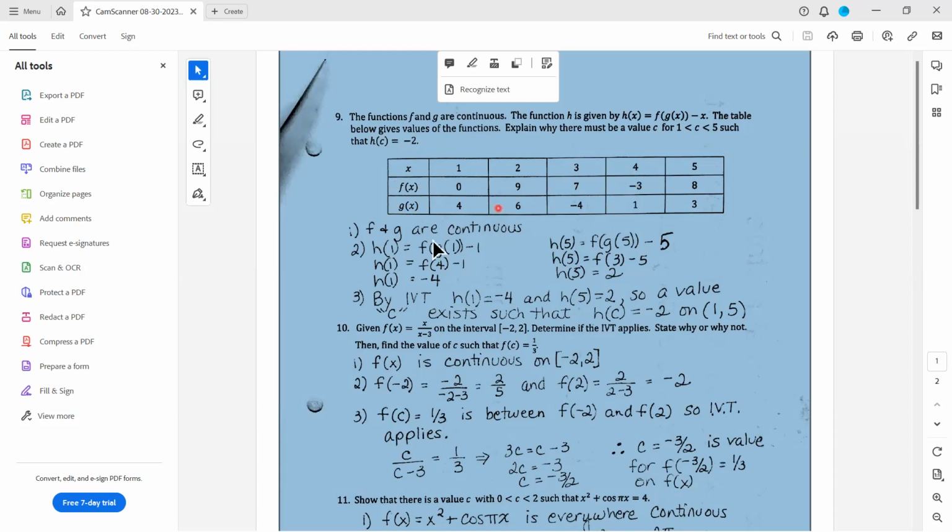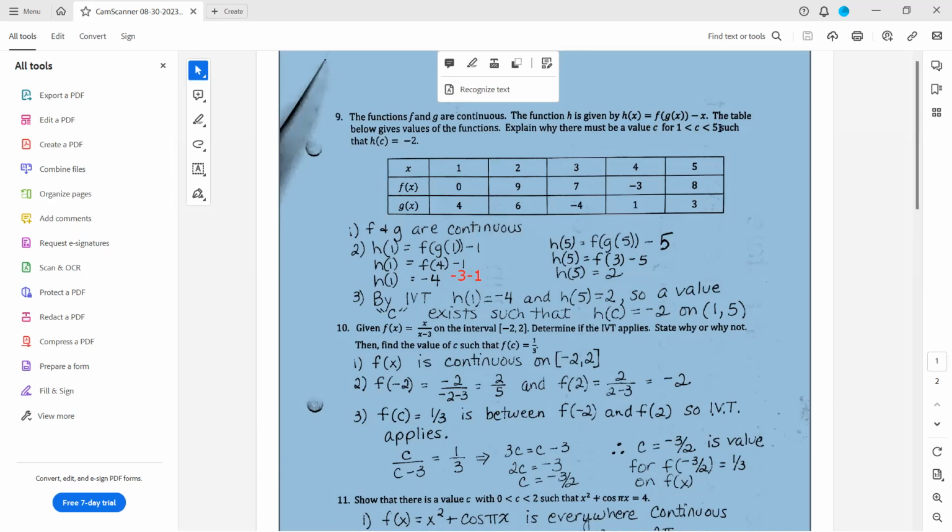-3. That's this. Where does she get -4 from? Because this is -3 minus 1. Why 1? Because my function is f of g of x minus x, and x is 1, right? So -4. Now we've got to do the same thing at the other end.